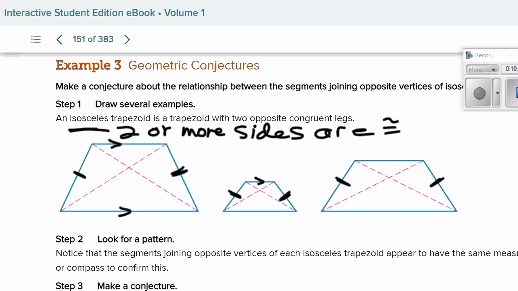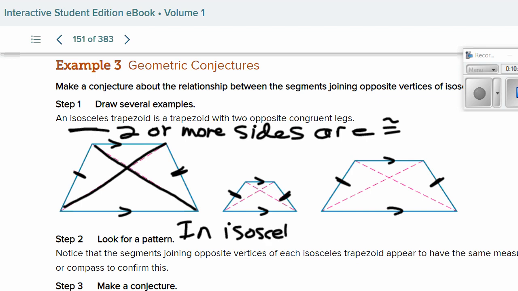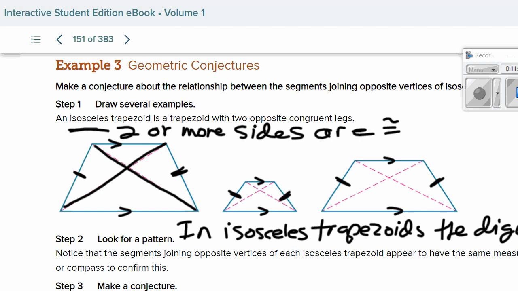So we use these little arrows to show that lines are parallel. So if the lines are parallel and the sides are congruent, the question, or the conjecture I can make, is what can you say about the diagonals in each of these trapezoids? So with that, we can make an assumption, and if you write this down, I know they did it down here, but in isosceles trapezoids, and these dotted lines are called diagonals, the diagonals are congruent. Okay, so that would work for all three pictures there.